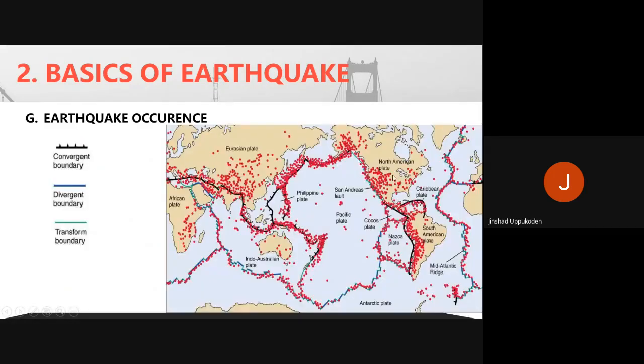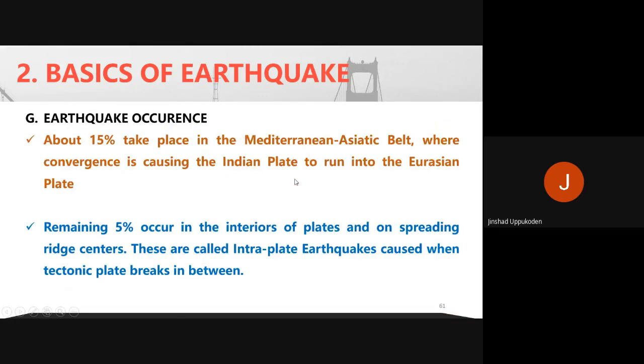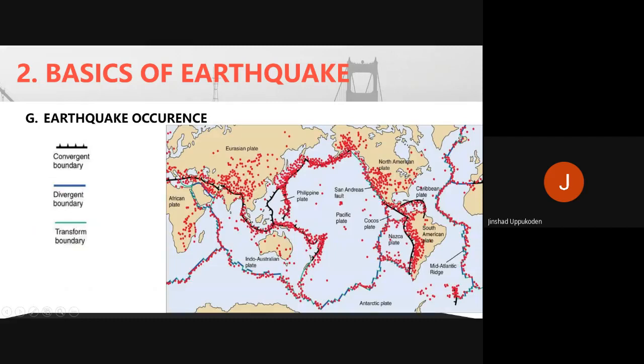This means the Eurasian plate and the corresponding area: 15% of the earthquakes occur in this area, where the Indian plate runs into the Eurasian plate. This is the Indian plate, or Indo-Australian plate, and this is the Eurasian plate here. Here there is an area of earthquakes, almost 15% of all the major earthquakes. I'm not talking of all earthquakes, but of the major earthquakes.